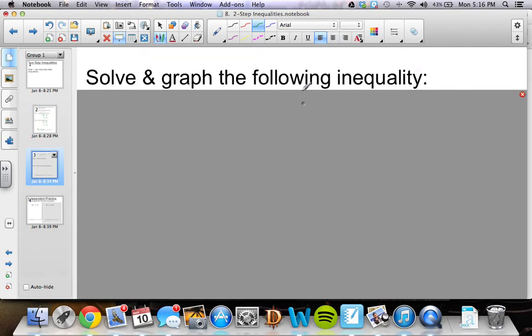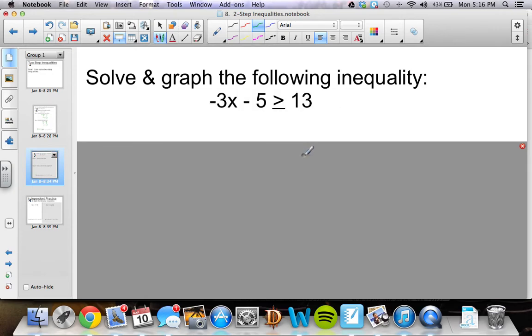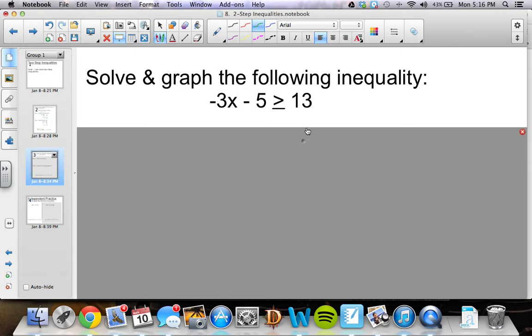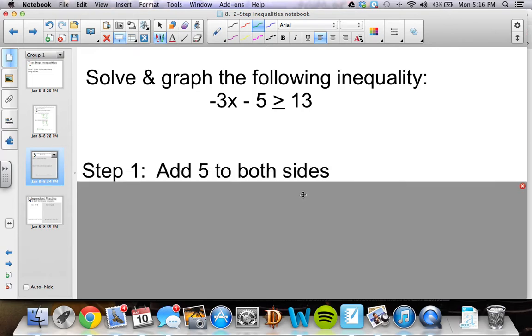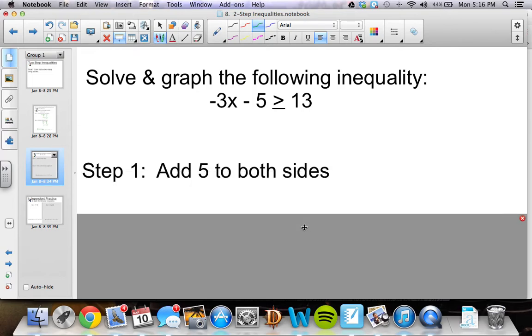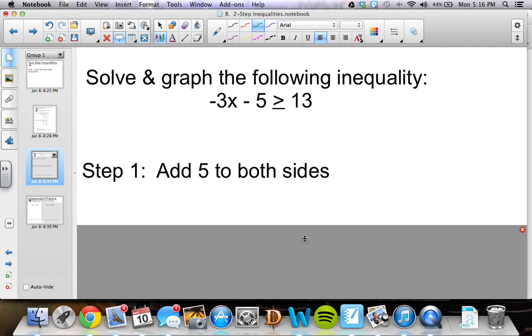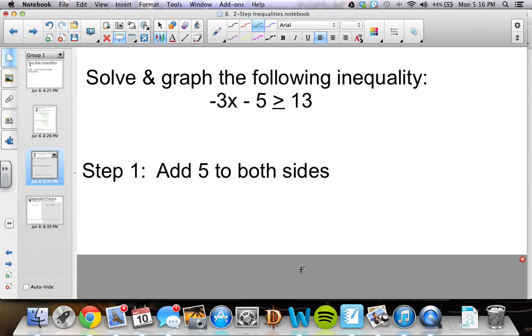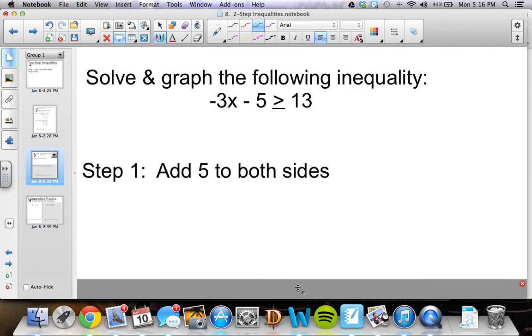Now we're going to keep going and do another one. Same thing, solve it and graph it. Now we have -3x minus 5 is greater than or equal to 13. Step 1, inverse of operations, going backwards. We're going to do addition and subtraction first. So now we need to add 5 to both sides to get rid of that -5.